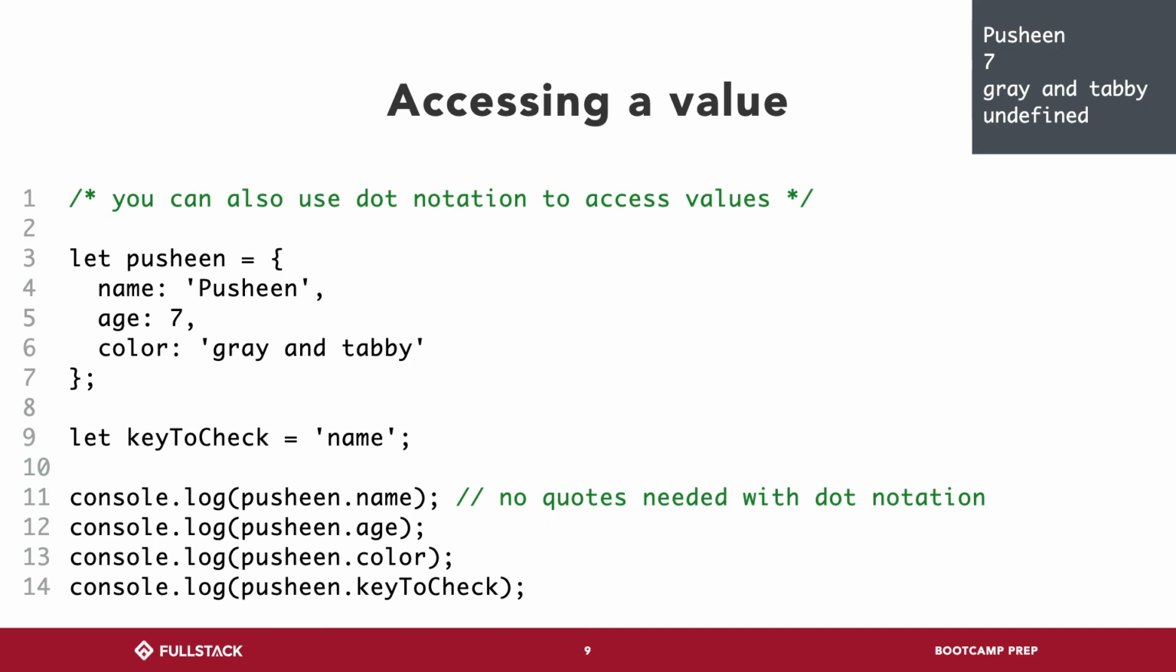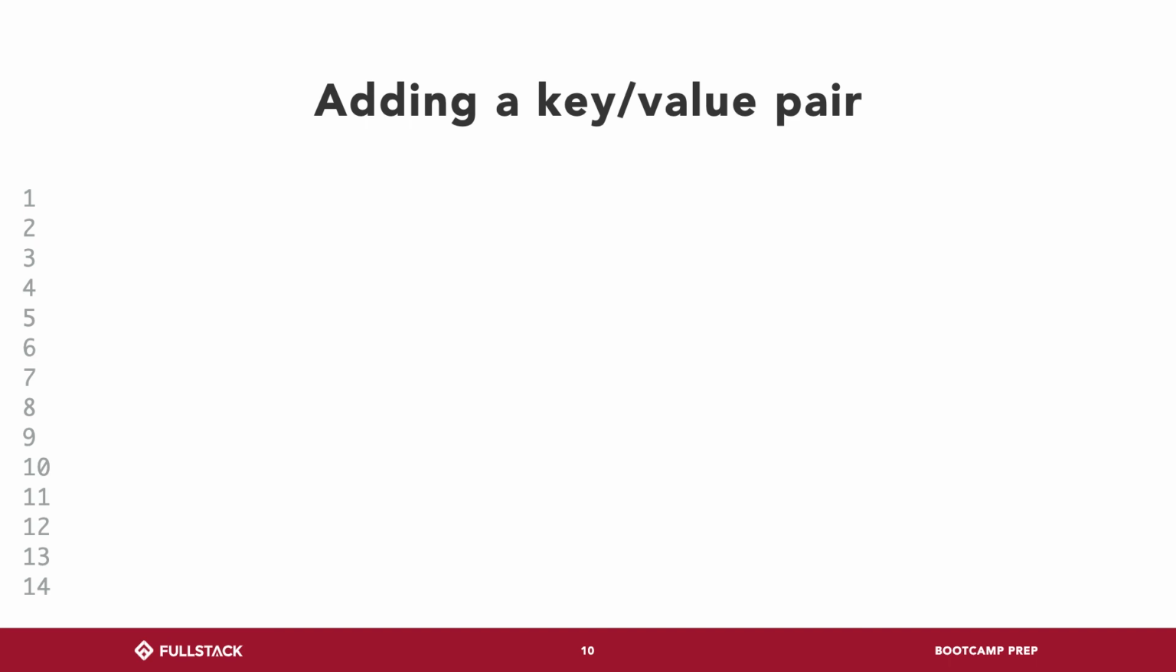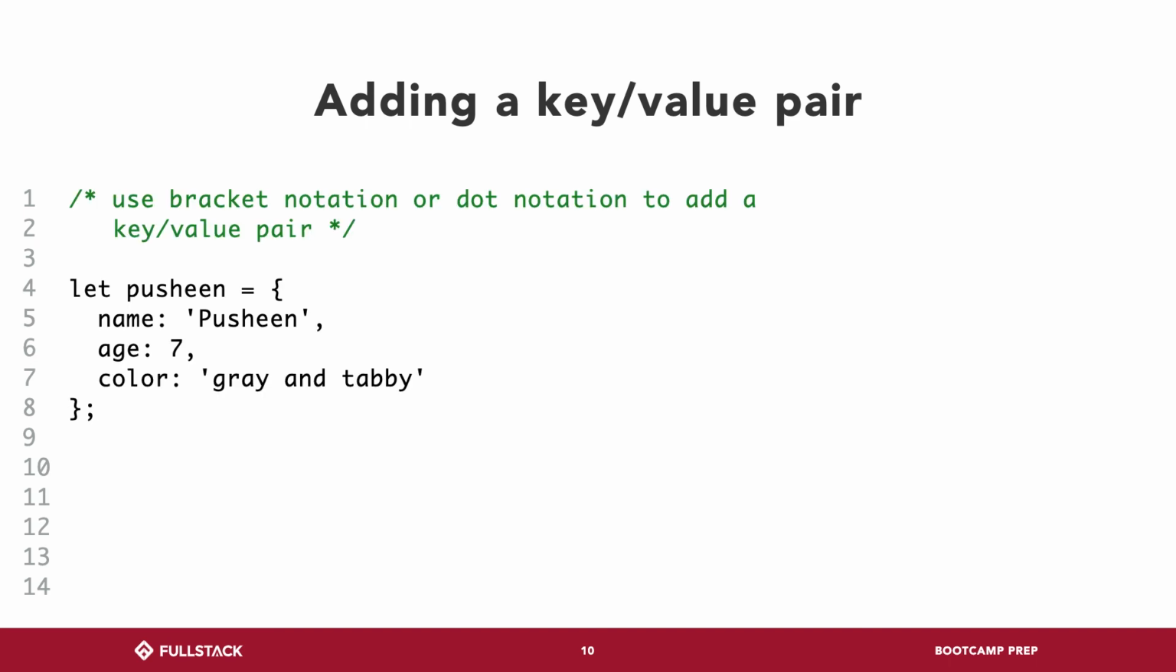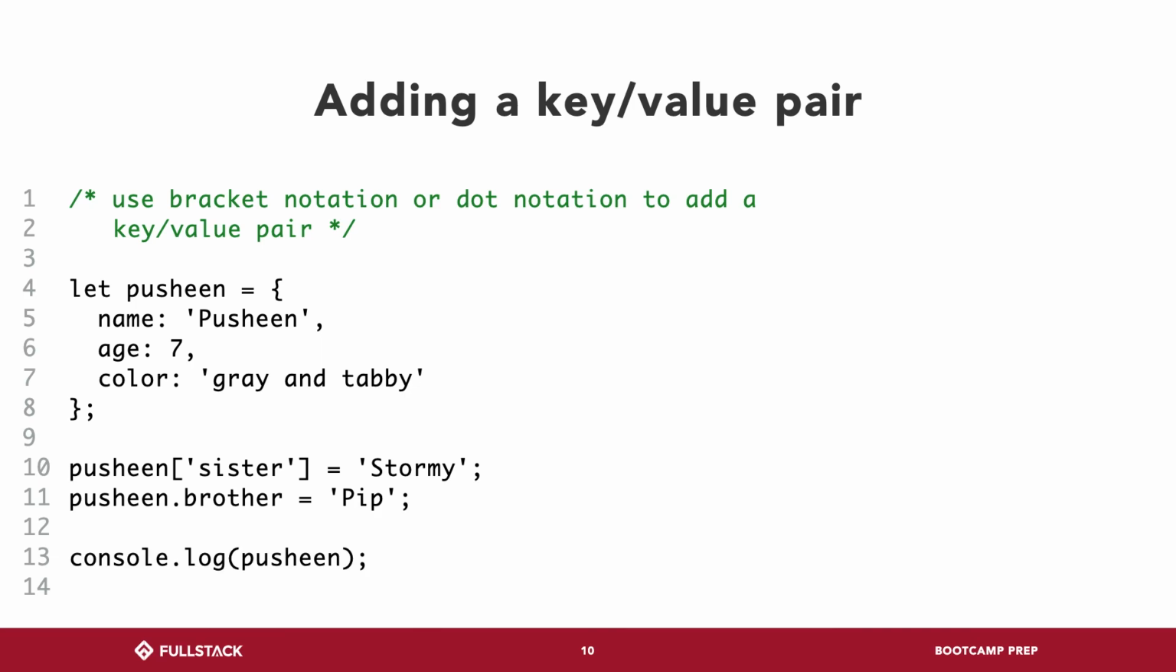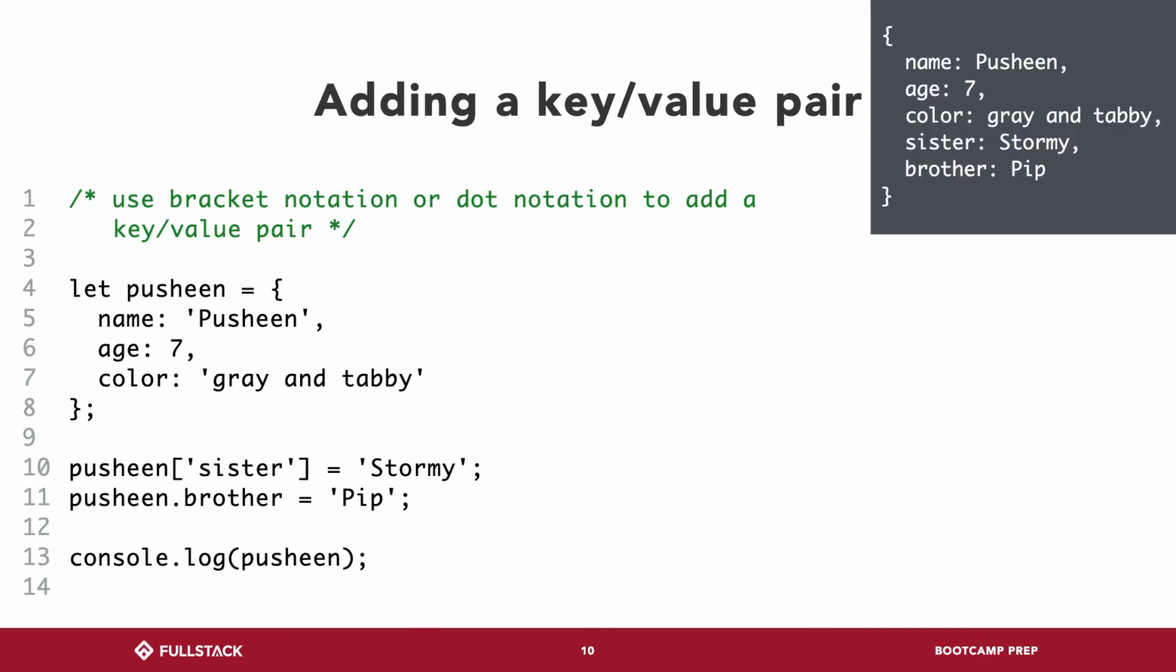Any questions on dot notation? And you can use dot notation to reassign values or add values to objects as well. They have all the same use cases as bracket notation. So you use bracket notation or dot notation to add a key value pair. So I said Pusheen at sister, add a string, sister is now going to equal Stormy. Pusheen.brother is Pip. So we get sister, Stormy, brother, Pip.